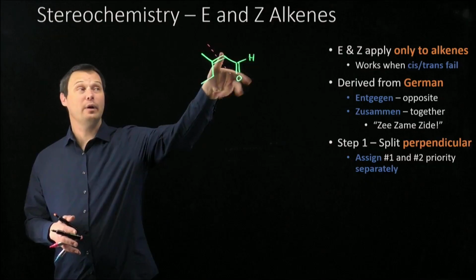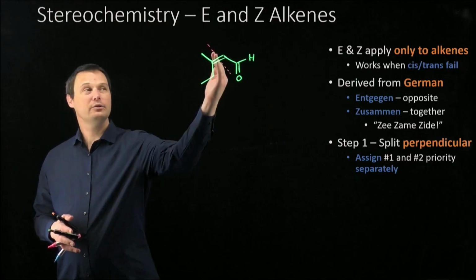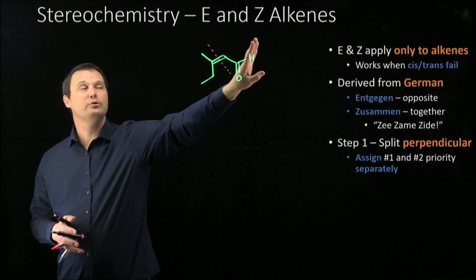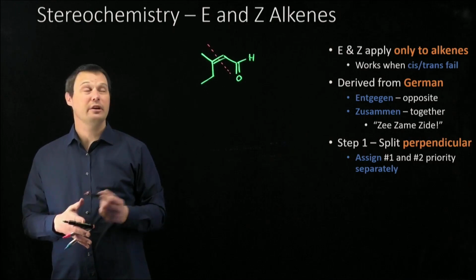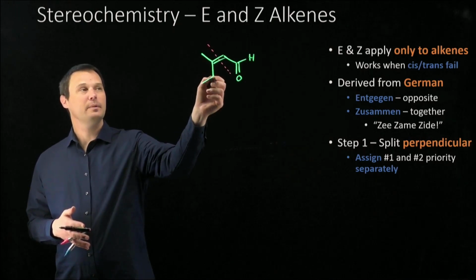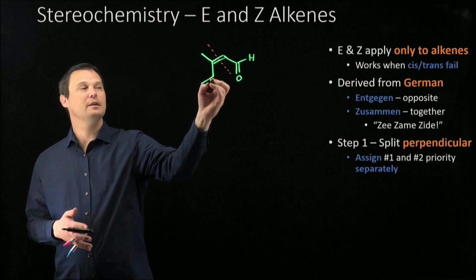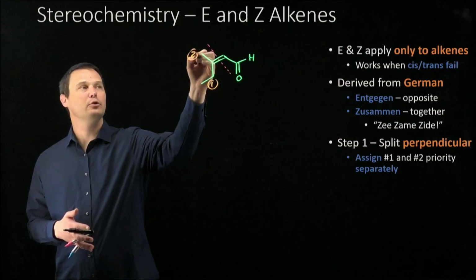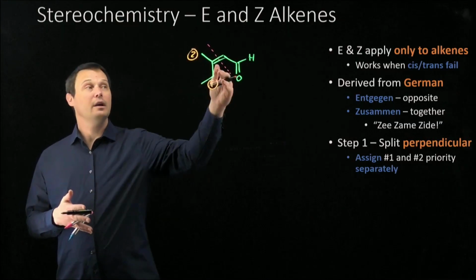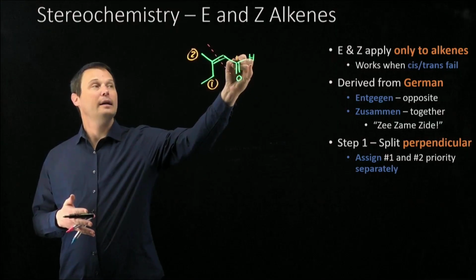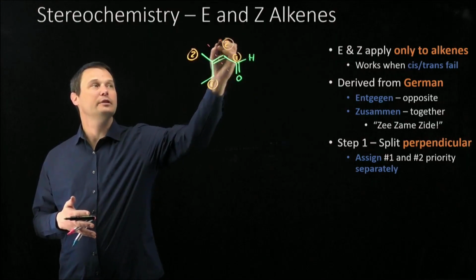We do not rank all 4 groups together. We rank the 2 groups on the left separate from the 2 groups on the right. Just like with R and S stereochemistry, the highest atomic number wins. If those groups tie, we go out to the next level. This is priority 1, the methyl group is priority 2. Separately, on the other side of the alkene, the aldehyde is priority 1, and the implied hydrogen is priority 2.